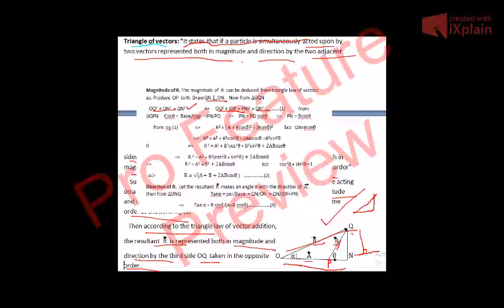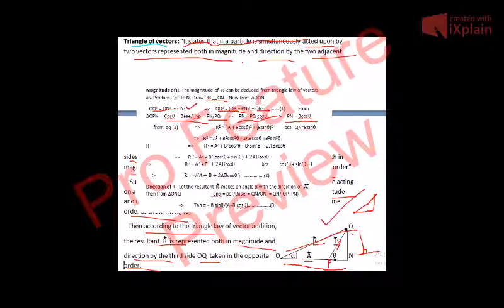From triangle QPN we can also see that cos theta is equal to base by hypotenuse, which means cos theta is equal to PN by PQ. This implies PN is equal to PQ cos theta. Since PQ is equal to the magnitude of B, PN is equal to B cos theta.